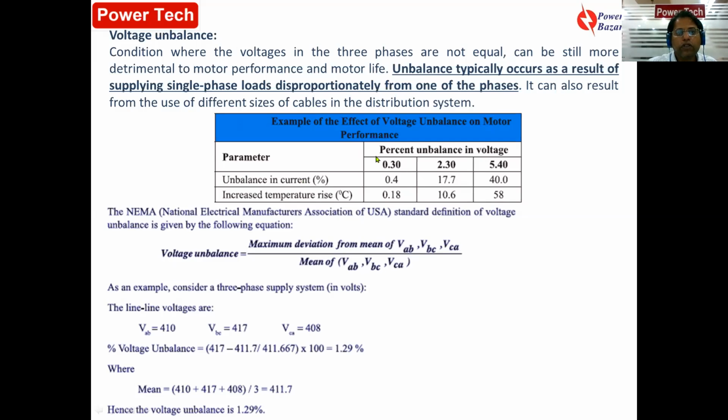And this is the effect of voltage unbalance on motor performance. The current will behave widely and the temperature will increase, because if the voltage is unbalanced, neutral current will flow, due to which the current increases, the I square R loss increases, and there is a temperature rise.